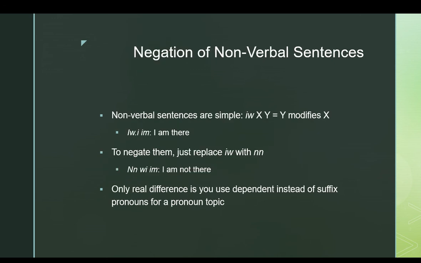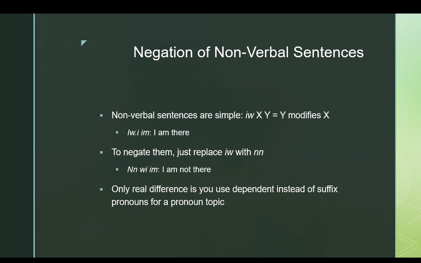Simplest kind of sentence to deal with is, of course, a non-verbal sentence. "Ur, X, Y" is Y modifying X. This is one of the first things that we learned, the first kind of sentence that we studied. "Ur, im" is "I am there." There are exactly two differences between a nonverbal negated sentence and a nonverbal regular sentence.